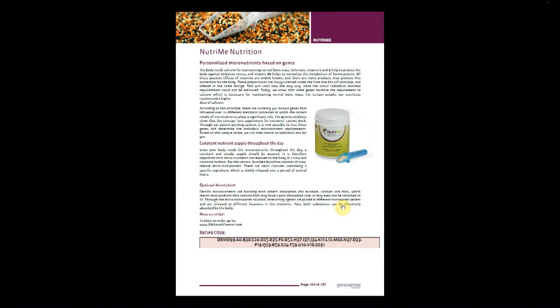And in order to order this, we have a website. That's the DNAnutriControl.com website, and there you need to enter a recipe code, because as you remember, this is unique based on your genes. So in the report you're going to find this recipe code. This is how it looks.